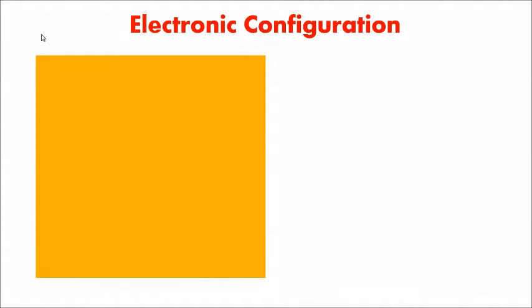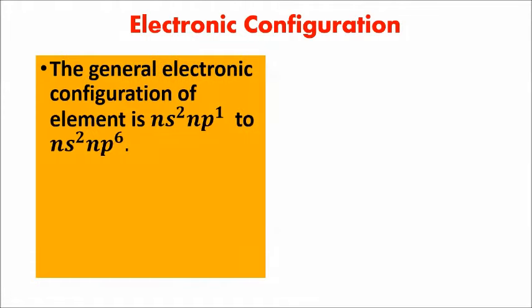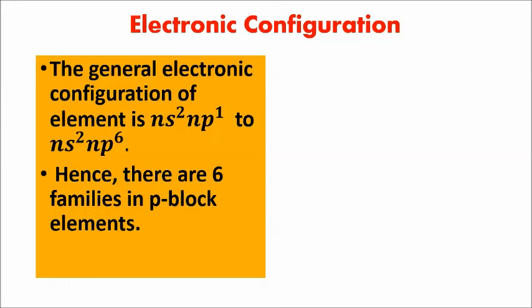Let's see the electronic configuration of the P block elements. The general outer configuration will be ns2np1 to ns2np6. Why? Because the 13th group will have the configuration ns2np1. If we take the 18th group, we will get ns2np6. That's why in general it is written ns2np1 to 6. This is the electronic configuration for p block elements.